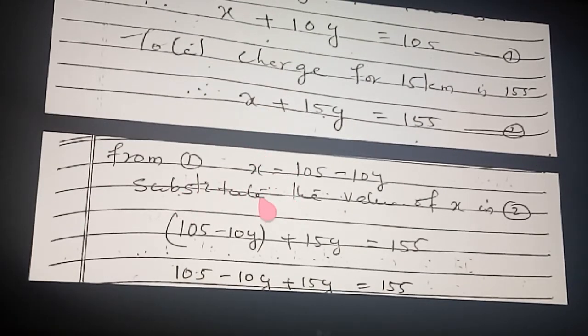Now you know the substitution method very easily, so let's start to do all of it. From equation number 1, we found out the value of x: 105 minus 10y. This from equation number 1 we selected. So this value, where will we substitute? Equation number 2. Very important point, this one.